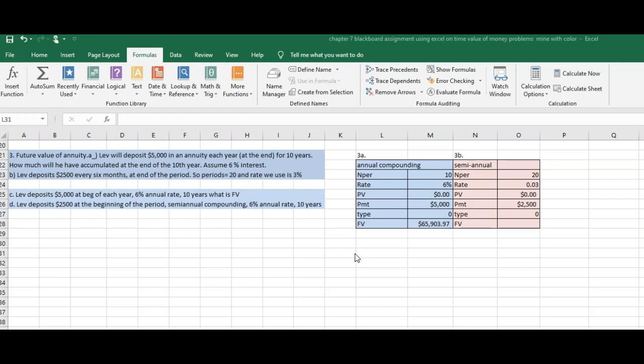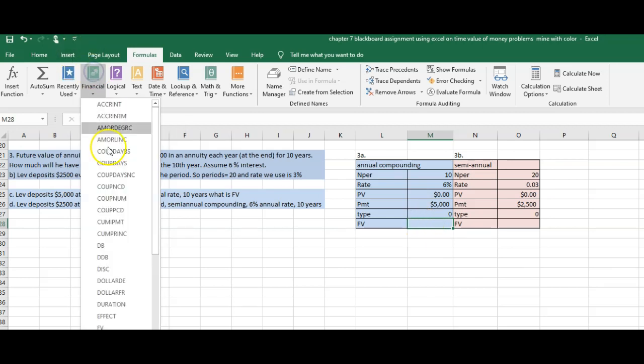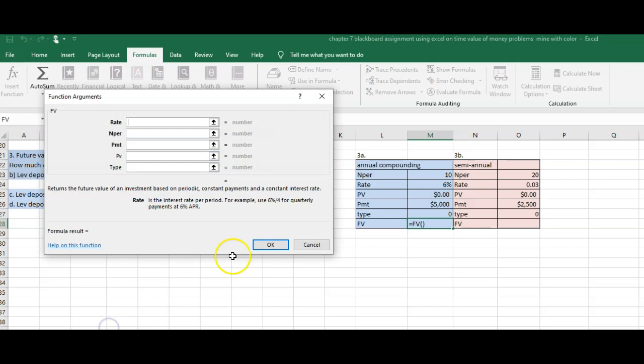And what we've got is all of our information is in, and I am going to do this again. Apparently I just did it, and so I need to redo it. But all we do is for future value, we go into Financial, go down to FV, get our nice pop-out box, and just point and click till we get everything plugged in.